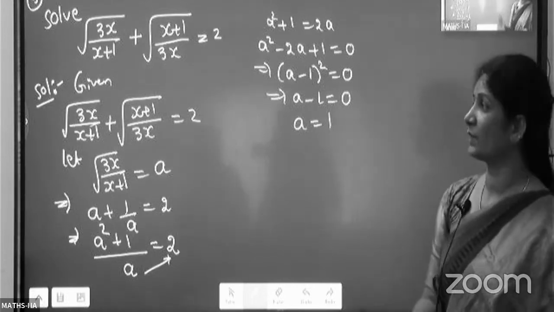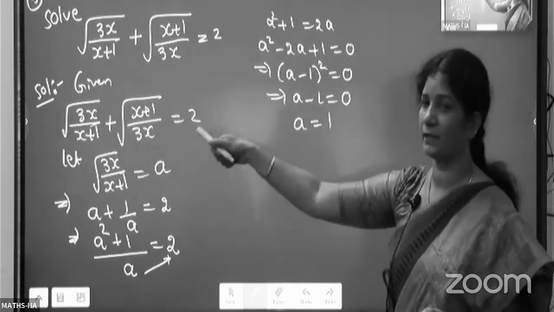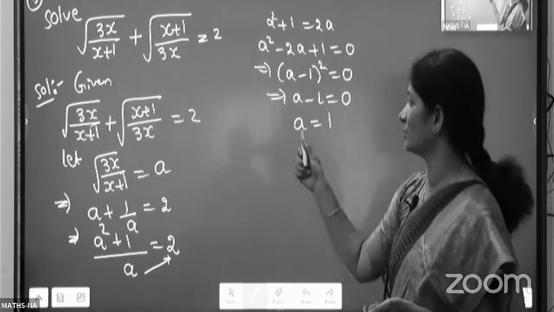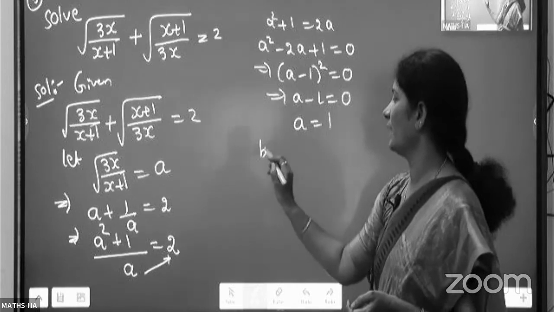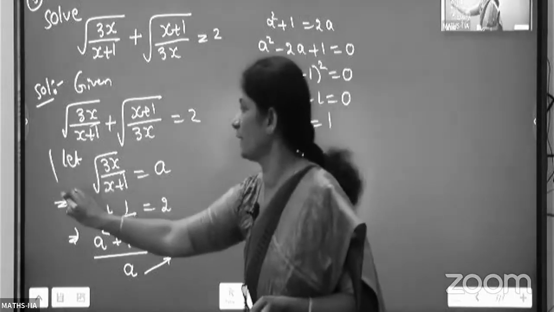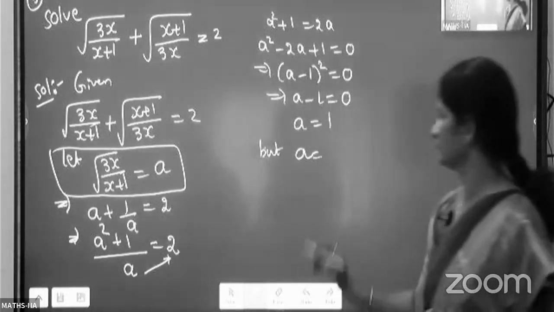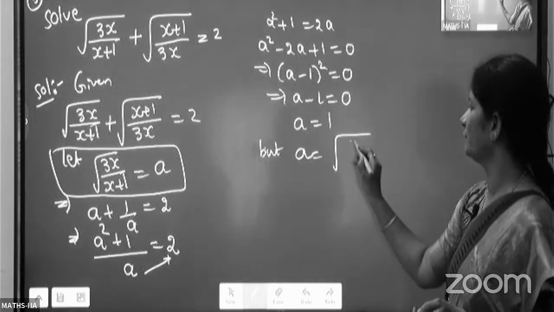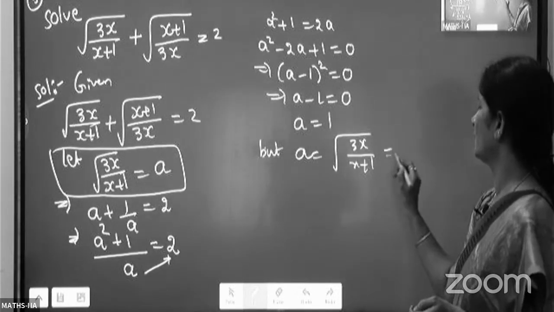But the question is, we are not finding the a value. We have to find the value of x. So substitute the a value. What is your a? What did we suppose a to be? a is equal to the square root of 3x by x plus 1, which is equal to 1.